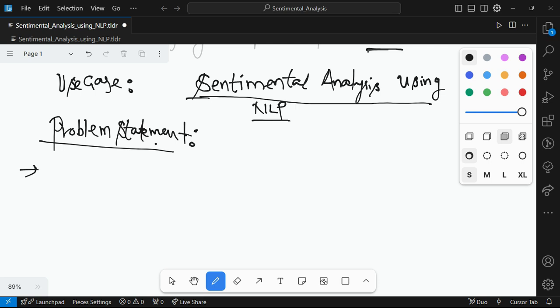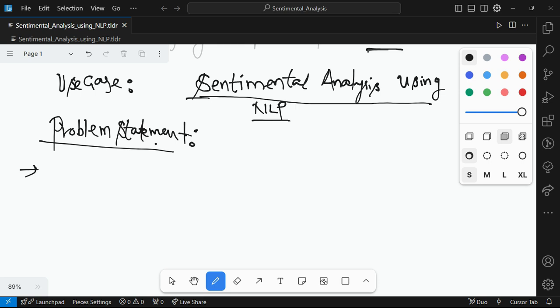Imagine you are running an online store. You receive thousands of customer reviews every month. These reviews are valuable because they tell you what customers think about your product. But reading and analyzing each review manually is time consuming and not feasible. What if you could automate this process quickly, so that it understands the overall sentiment, whether the customers are happy, neutral, or dissatisfied?